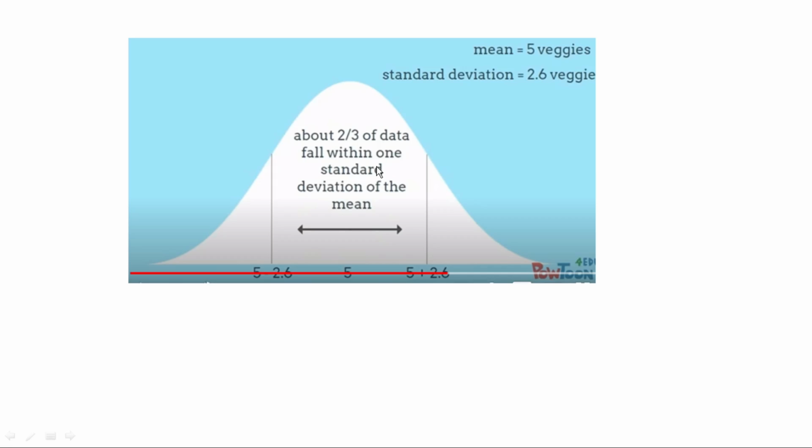the average number of vegetables among this group of 5 people is 5 vegetables, the average value. But in the true sense, the first one possessed 2 and the fifth one possessed 9. So that means 2 and 5 are far away from each other, or 9 and 5, that is also far away from each other.